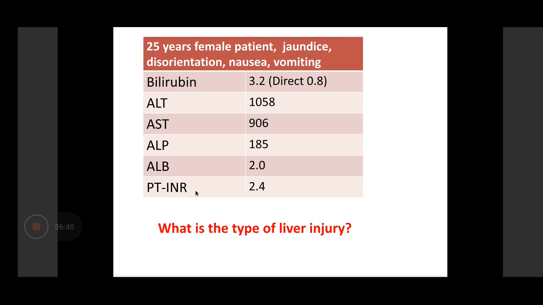So this is something that is more likely, it is a severe infection. If the PT/INR is so deranged and albumin is high, it is severe infection. Yes, Ansh, that's right. This is acute fulminant hepatitis.